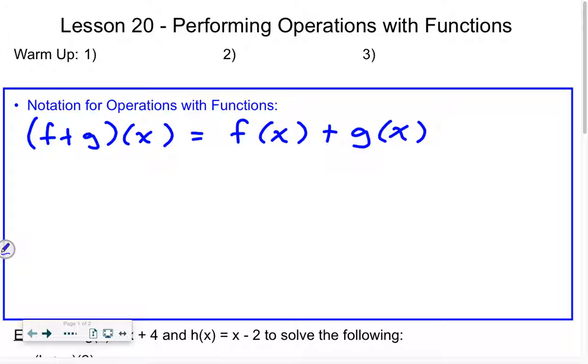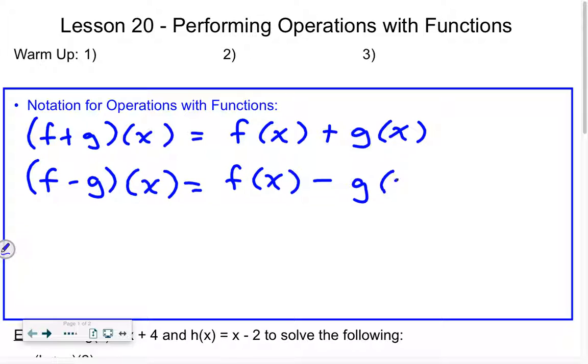It's that simple. And it is through this definition that we get this right. As soon as you see this, you've got to be able to say, oh, that's f of x plus g of x. If we look at the subtraction side of it, f minus g of x, well, that simply means we're going to take our f of x function minus the g of x function.